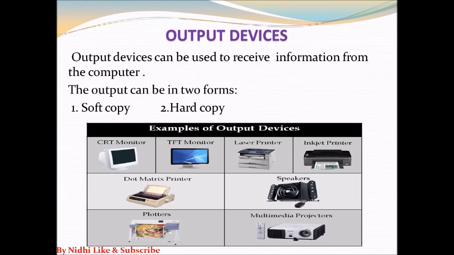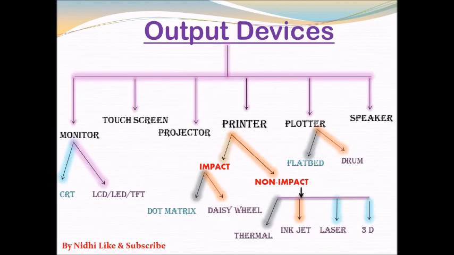Here you can see examples of output devices: cathode ray tube monitor, thin film transistor monitor, laser printer, inkjet printer, dot matrix printer, speakers, plotters and projectors. Now we are going to see the categories of output devices. First is monitor. Monitors are categorized into cathode ray tube monitors, which were used earlier, and liquid crystal display monitors, light emitting diode monitors, thin film transistor monitors and touch screens. Next category is projector.